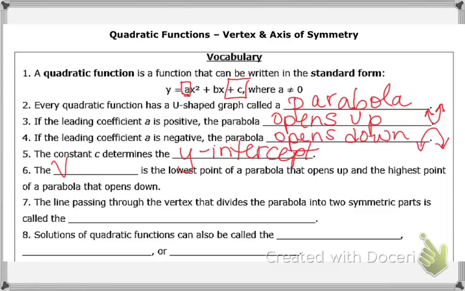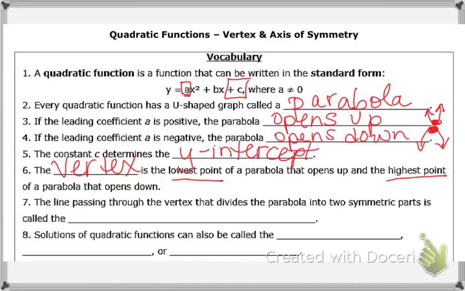The vertex is either our lowest point or our highest point of a parabola. So if it opens downward, our vertex is here. If it opens upward, our vertex is at the bottom.